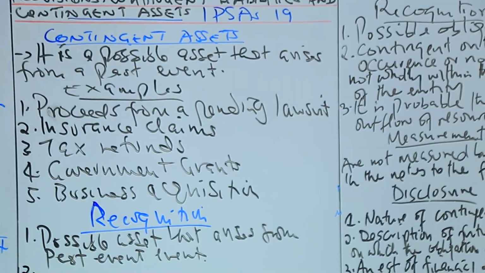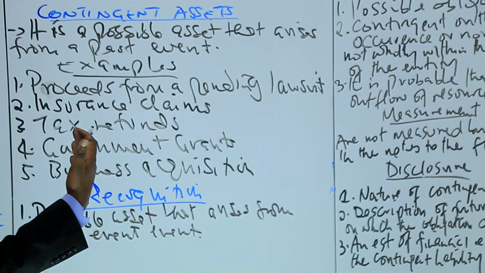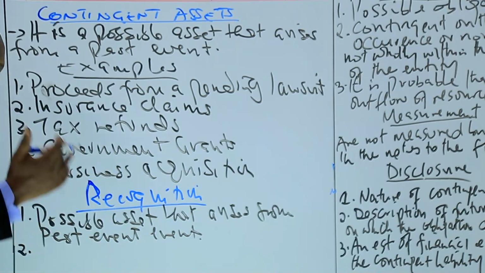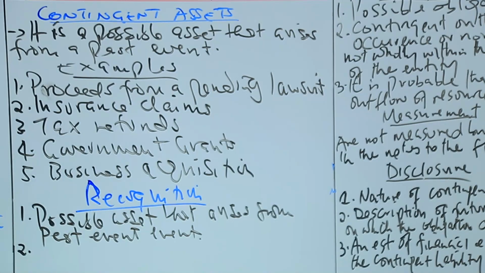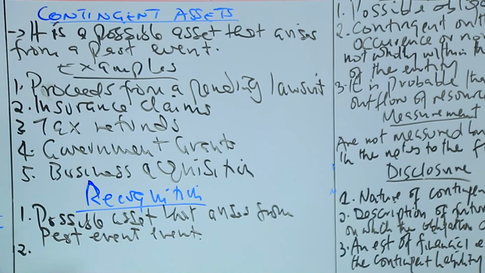The second criteria is that the existence of the asset will be confirmed only by the occurrence or non-occurrence of one or more uncertain future events not wholly within the control of the entity. It's just like the contingent liabilities. Another criteria is the same as the criteria used when recognizing contingent liabilities.